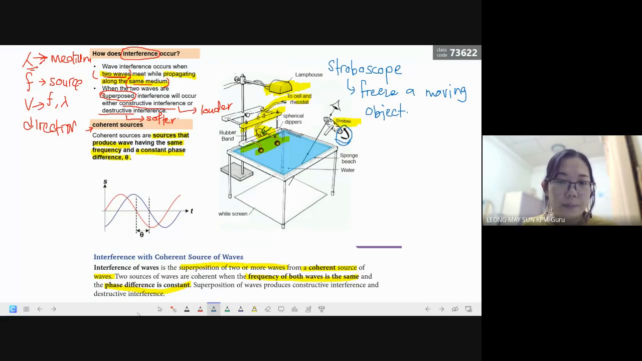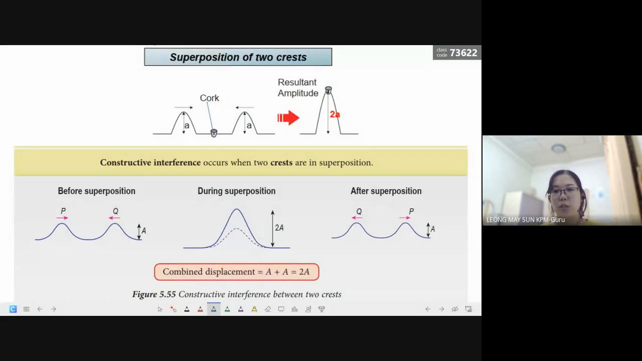So that is regarding interference. Now let's talk about superposition, superposition of two waves. We're talking about two waves right now. We have wave P, this is in the textbook, and wave Q. Both of them are located at the crest. This is the crest of wave P and the crest of wave Q. The amplitude of the wave is A.